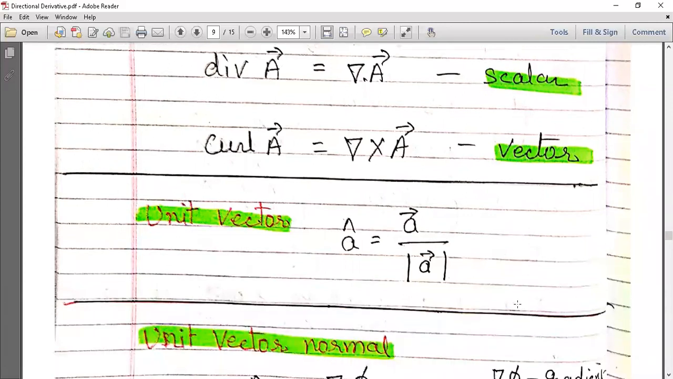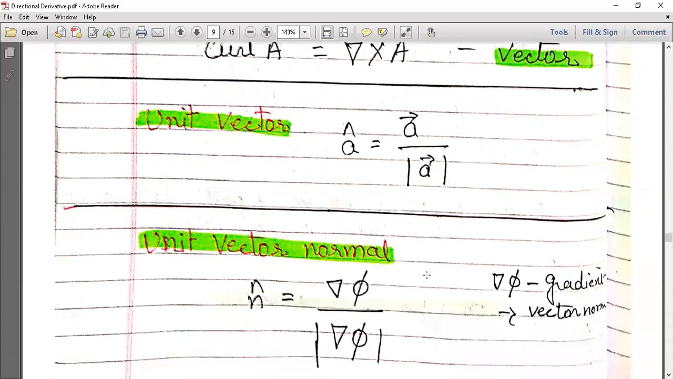Now next, a recall of a unit vector. A unit vector is always defined for a vector as per its magnitude. So n cap is equal to the vector divided by its magnitude.